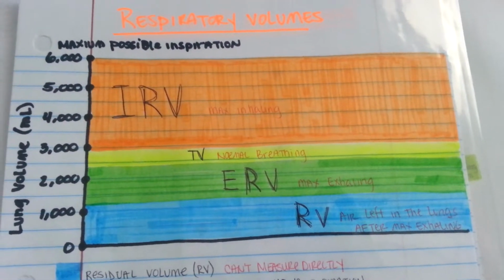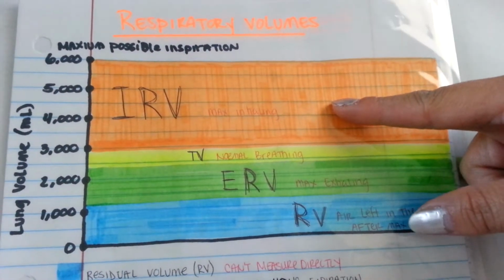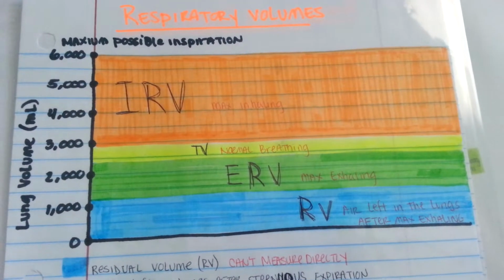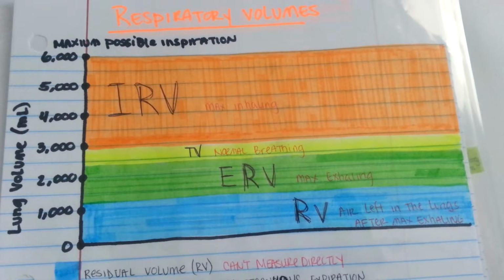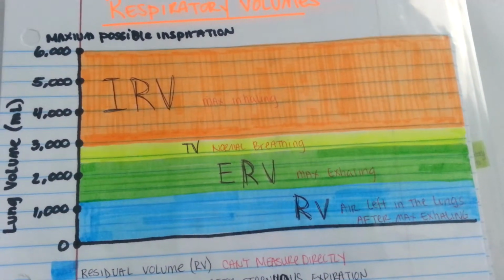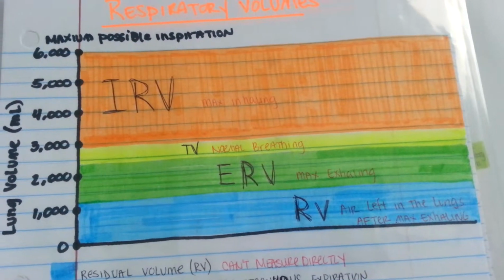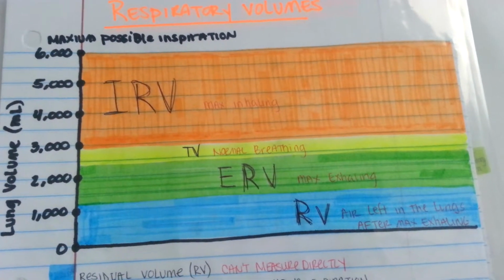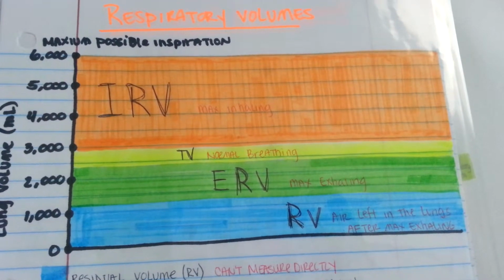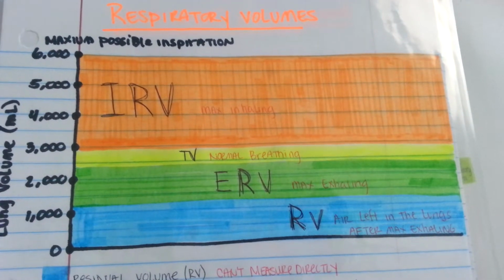Now, up here in orange, we have the inspiratory reserve volume, IRV. Now, that's the air that can be inhaled forcibly beyond the tidal volume. Okay, now that's the maximum inhalation. Okay, now what is it?